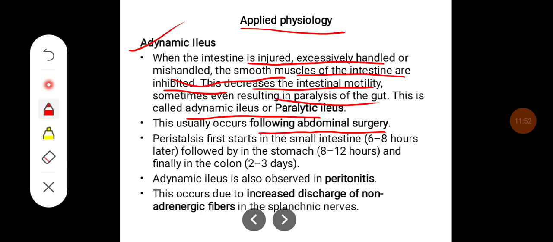Peristalsis first starts in the small intestine, that is 6 to 8 hours later, followed by the stomach at 8 to 12 hours, and finally the colon at 2 to 3 days. Adynamic ileus is also observed in peritonitis. This occurs due to the increased discharge of non-adrenergic fibers in the splanchnic nerves.